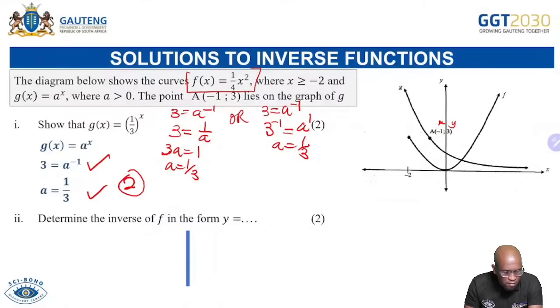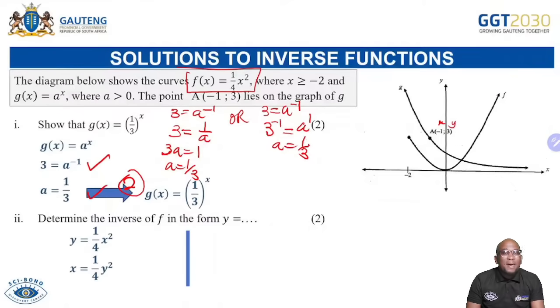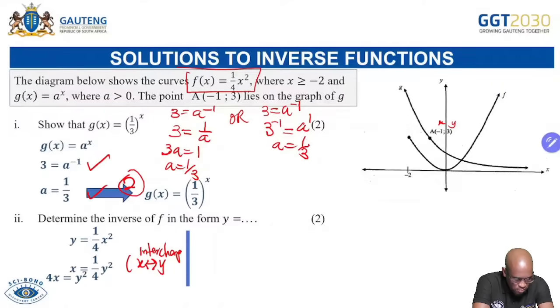So this is the graph of f. We want its inverse, okay? We want the inverse of y is equals to a quarter x squared. So inverse, we interchange x and y first, all right? So that is what we do here. We swap x and y, okay? We interchange x and y, all right? And then from there, we make y the subject of the formula. So we multiply both sides by 4, all right?